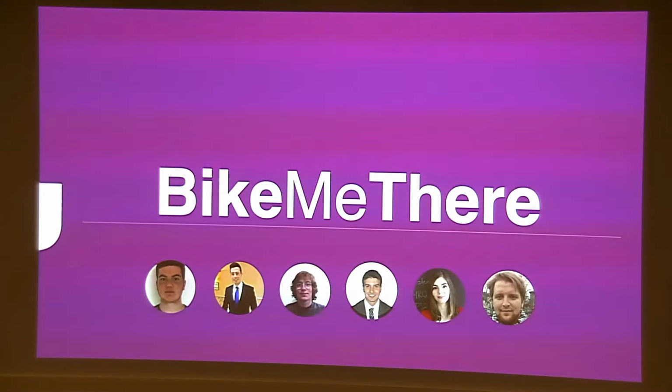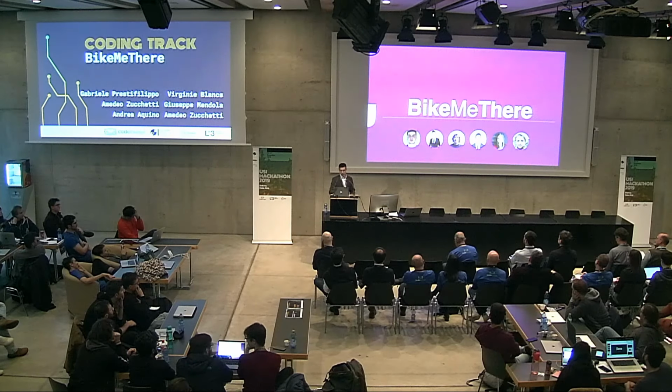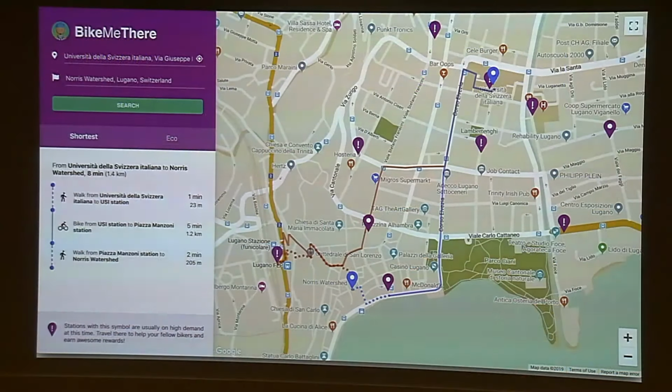So this is why we made Bike Me There, an application for sustainable mobility in Lugano, which encourages users to use public bikes, leaving them where they are needed the most. Our application will give you directions to move throughout the city using bikes, and it will always suggest the shortest path that will get you to your destination, but also an alternative, more sustainable path that is still short, but will allow you to leave your bike at a station where we know that bikes are needed. So users are encouraged to take the alternative path so that they earn rewards, possibly in the form of a discount on their public bike subscription plan.